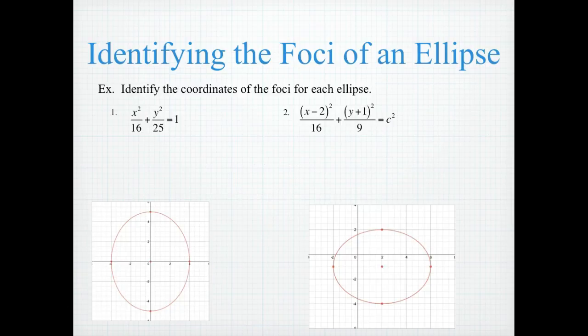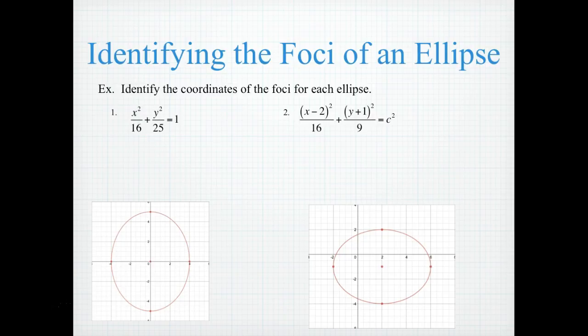So here are a couple of equations, and the graphs of those equations are already provided. But what we're going to do is find the value of c and identify the coordinates of the foci. In the first equation, we have x squared over 16 plus y squared over 25 equal to 1. Here we can see that the larger of the two values, 25, is located under my y variable. So this ellipse has a vertical major axis, and that can be identified in the graph as well.